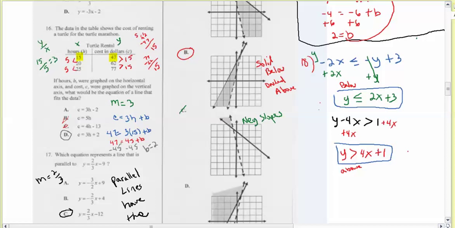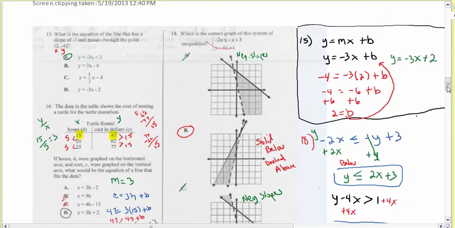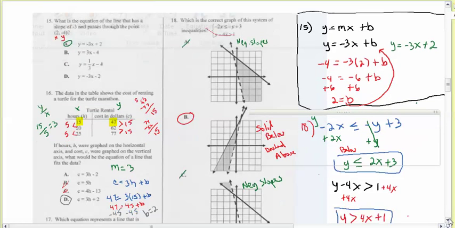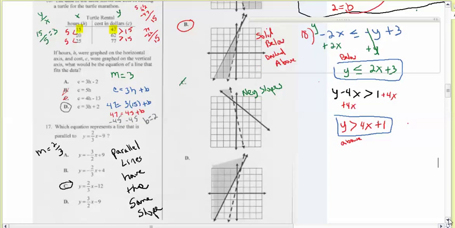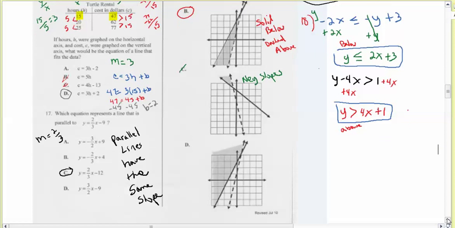Okay, I'm looking for a solid line and a dashed line. I'm looking for 2 positive slopes. So it's not A, because those are negative slopes. It's not C, because those are both negative slopes. So then I have my D and my B left. Okay, so I know that the solid line is shaded below the line, and the dashed line is shaded above. So if I look at D, my solid line is shaded above, so that only leaves me letter B. So B is my answer.